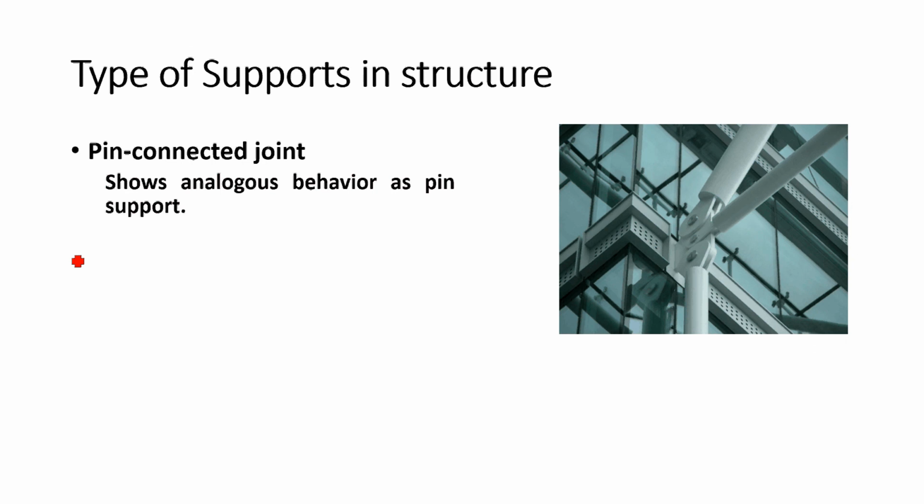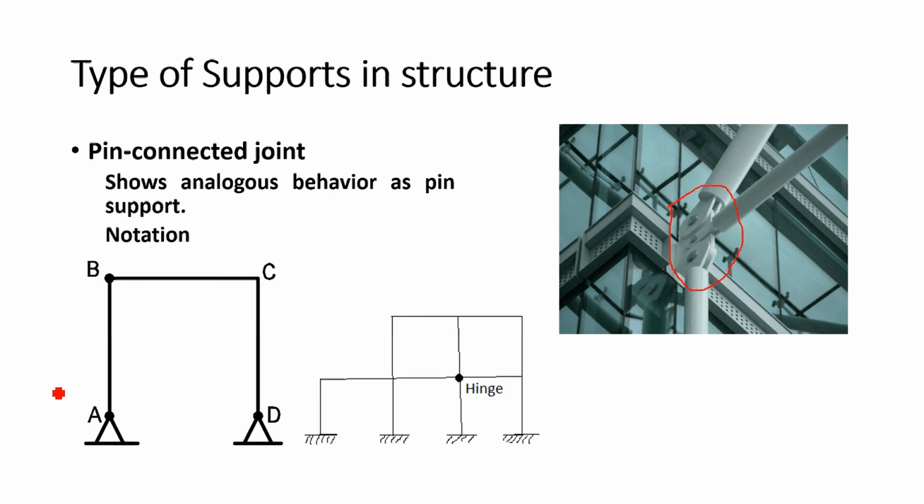So next one, the pin connected joint. What we define as a pin connected joint shows analogous behavior, similar to a pin support, but the difference is this is in the frame structure. Right? You know what a frame is? We discussed it in our last lecture. So this is the notation. You can see these two, A and D, are our typical pin supports.